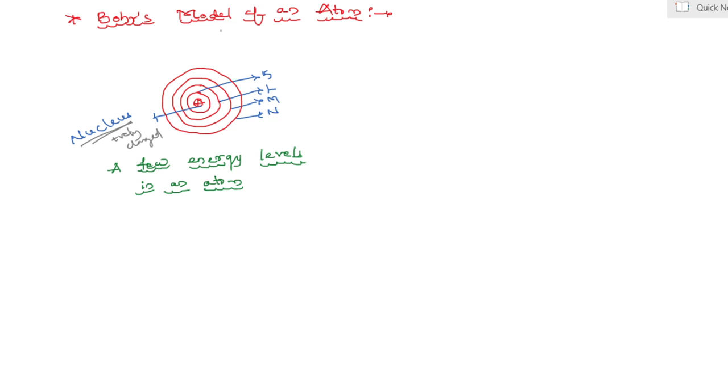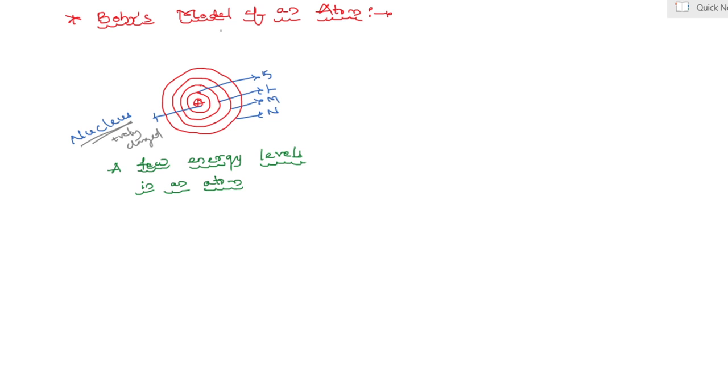A second one, each of these orbits is associated with a certain value of energy. Hence, these orbits are called energy shells or energy levels. As the energy of an orbit is fixed, it means stationary, an orbit is also called a stationary state. Yes, my dear students, here K, L, M, N are termed as the orbits and also energy shells as well as energy levels.